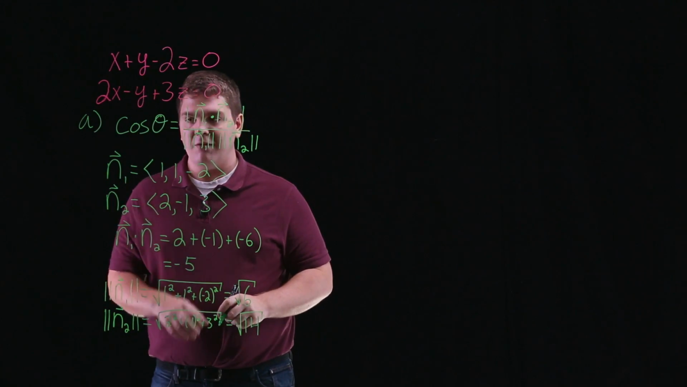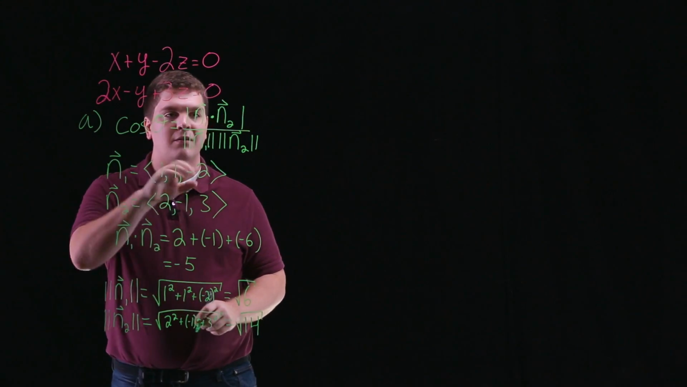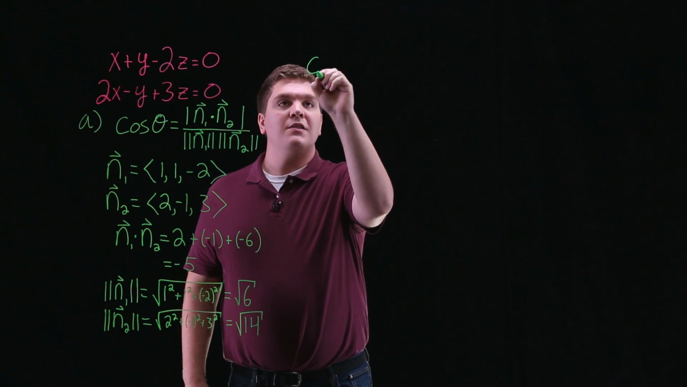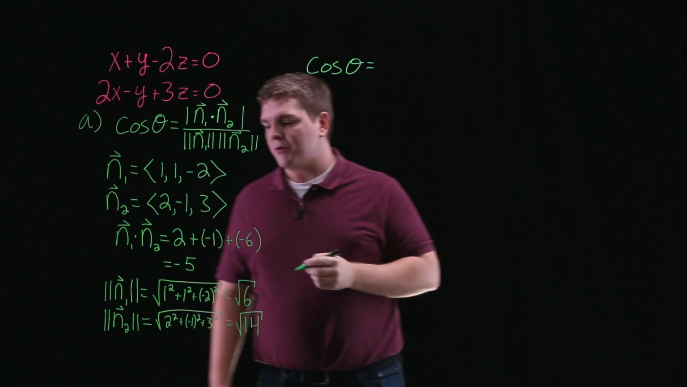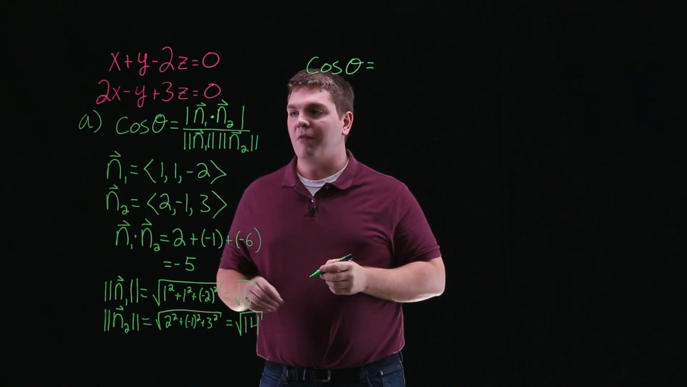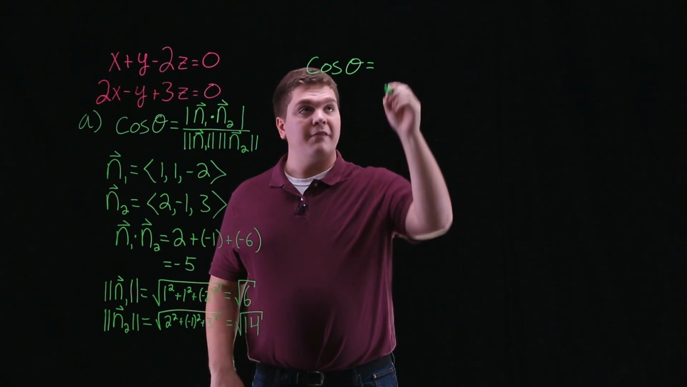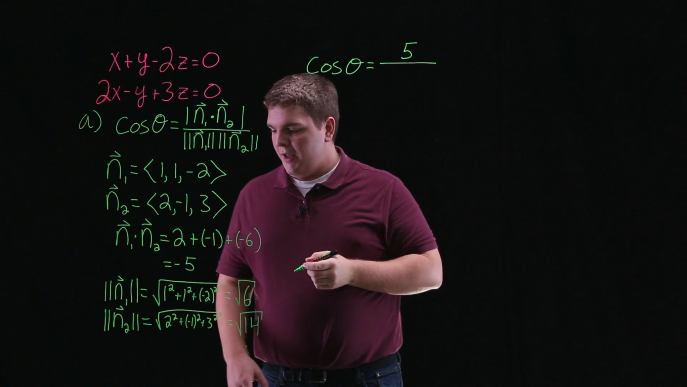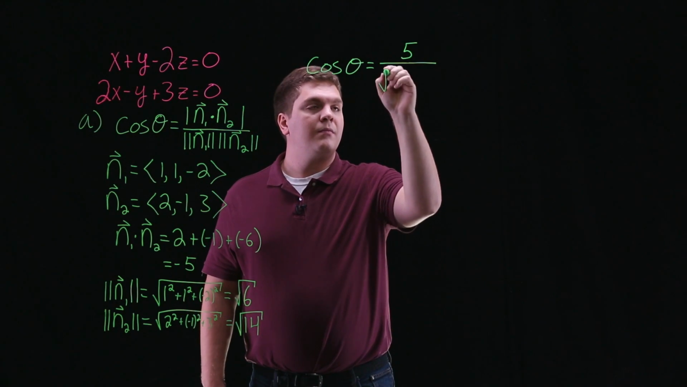So now we have all of this found, we can write down the cosine of our angle theta and what that's equal to. So we'll have cosine of our angle theta is equal to the absolute value of n1 dotted with n2. So in this case it is the absolute value of negative 5, which is 5, divided by the square root of 6 times the square root of 14.